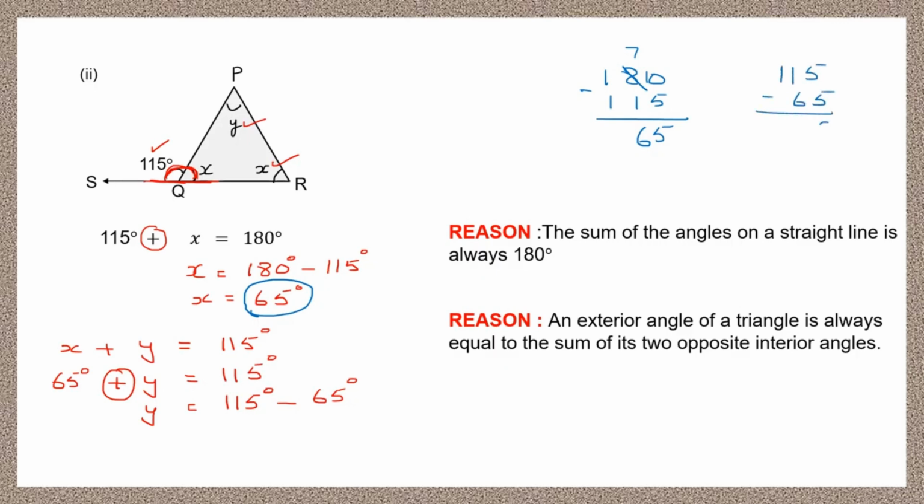5 minus 5 is 0. I borrow, 11 minus 6 is 5. So I have found that y is equal to 50 degrees. So I have found x to be 65 and y to be 50 degrees.